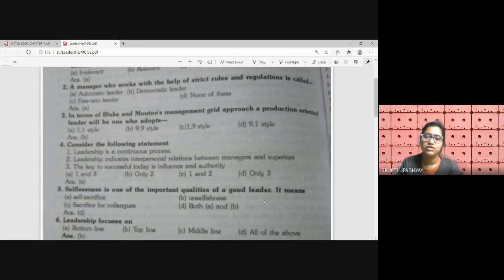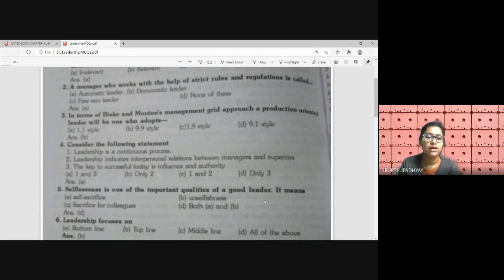The other two are correct. Leadership is, yes, a continuous process. Obviously, we need guidance and we need a leader in the organization throughout the organization's survival. Next, the key to successful leadership today: how can a leader achieve success? Through influence. Obviously, he should be able to influence the subordinates or the followers, and he should also have the authority to do it. That's why 1 and 3 are correct and statement 2 is wrong. So the answer is A.